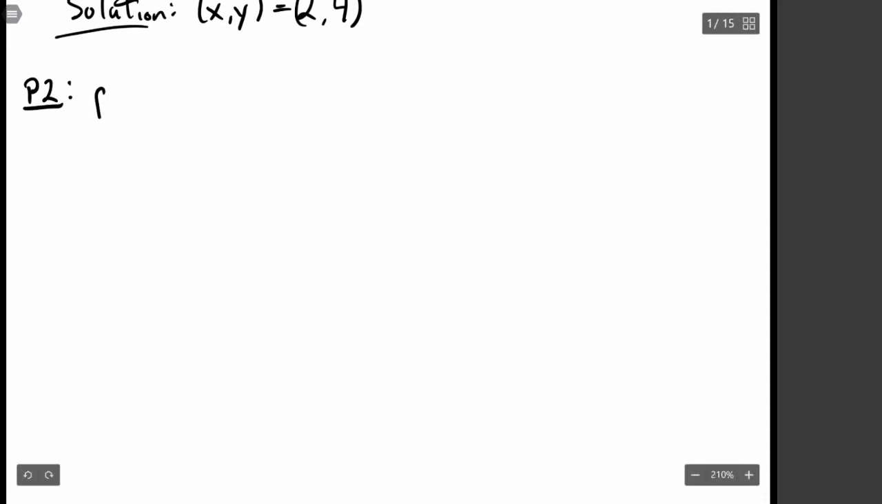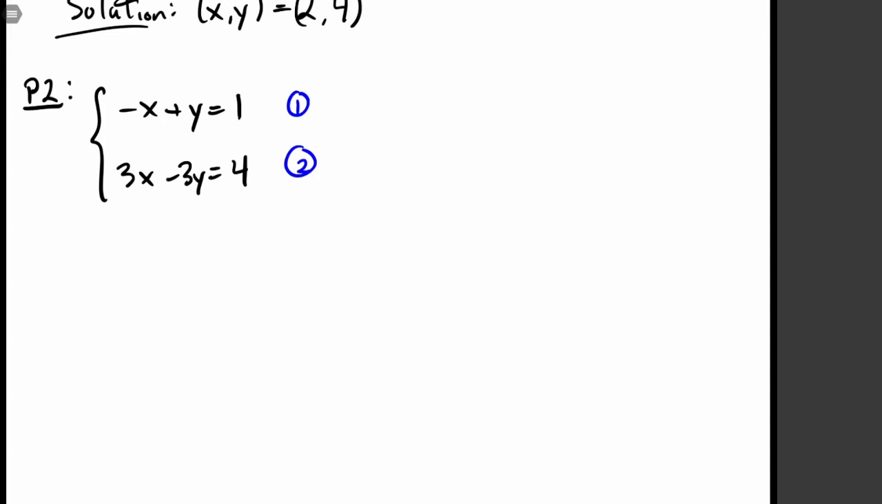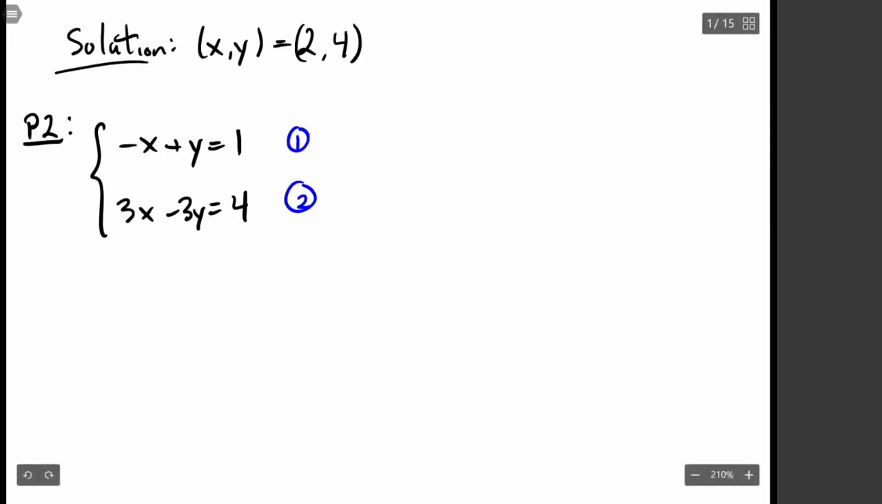This time we're going to have the system negative x plus y equals 1 and 3x minus 3y equals 4. So again, I'm going to call these equations 1 and 2, and we want to figure out how we can solve this. Well, we can try and combine the rows. We can also multiply an equation by a number and then add them together. For example, here I might want to do 3 times equation 1 and then add it to equation 2.